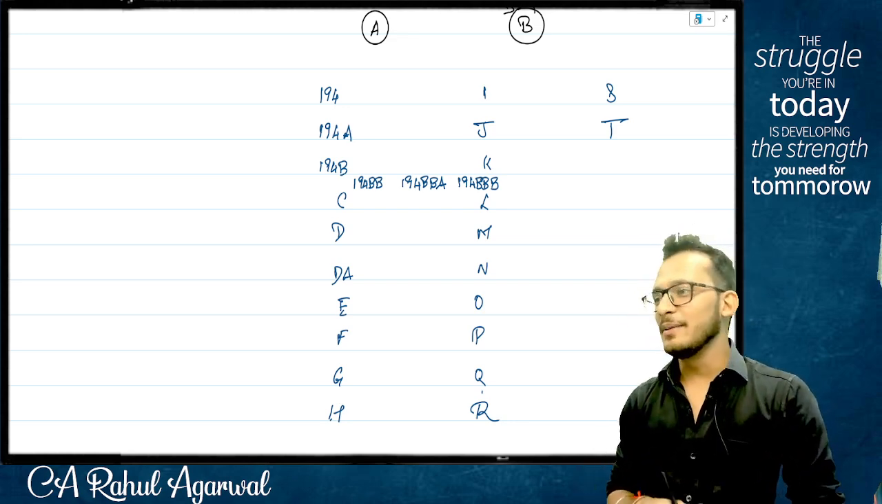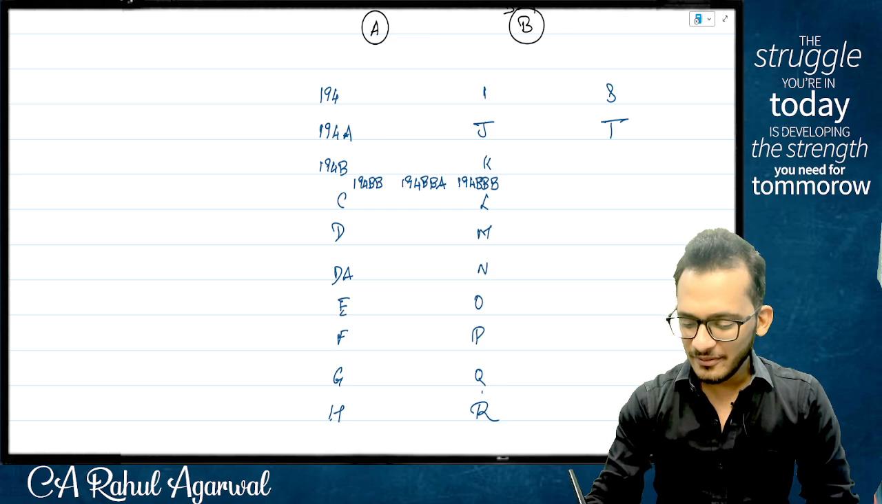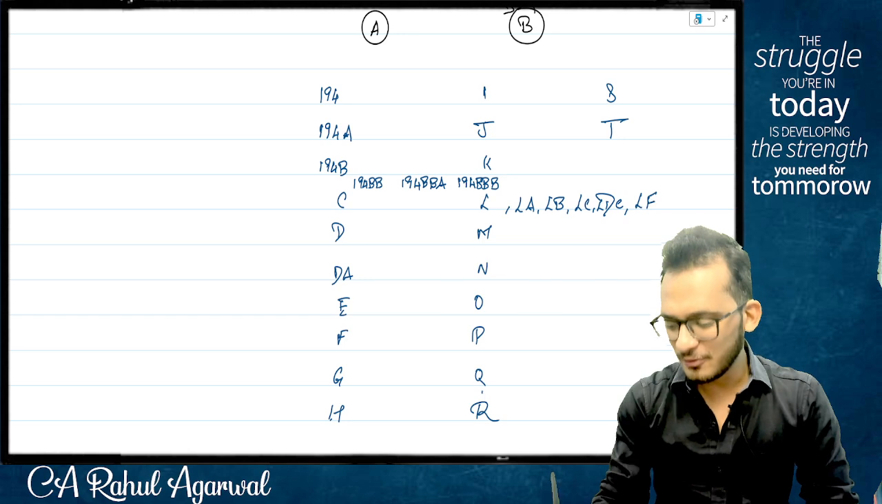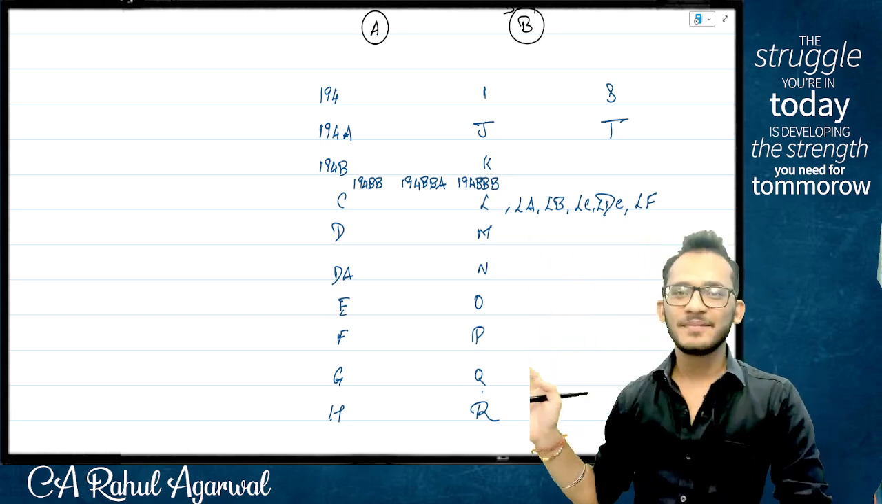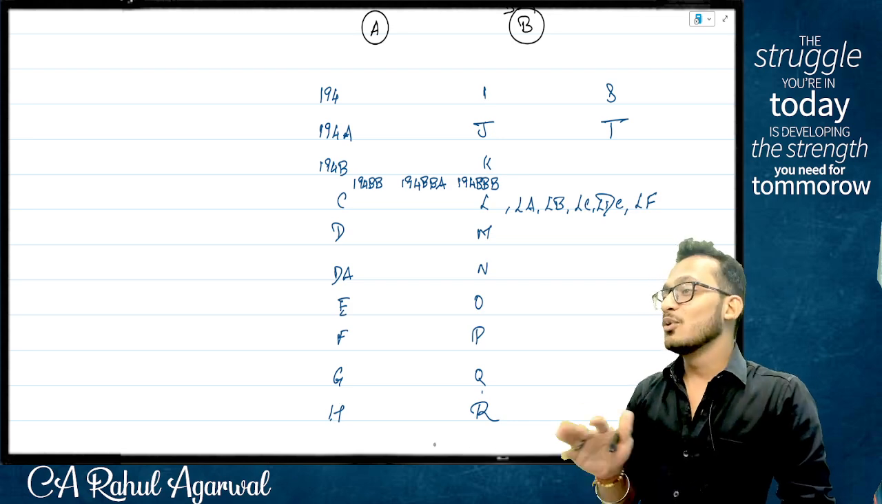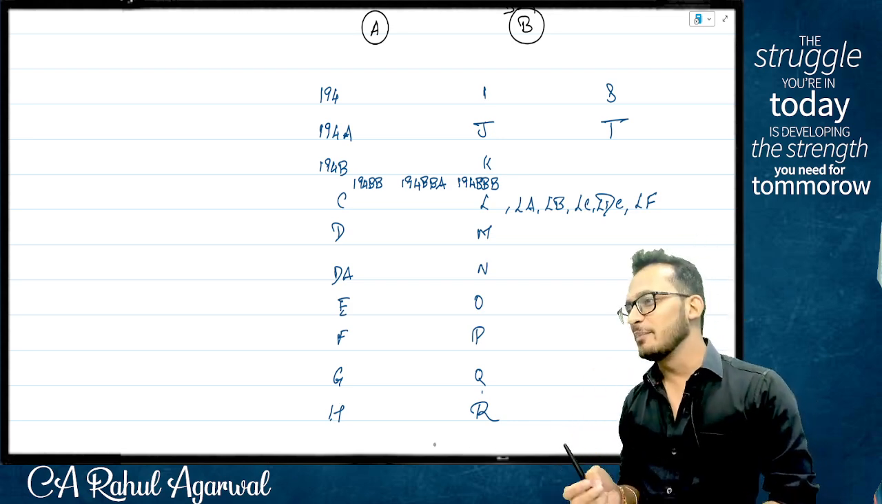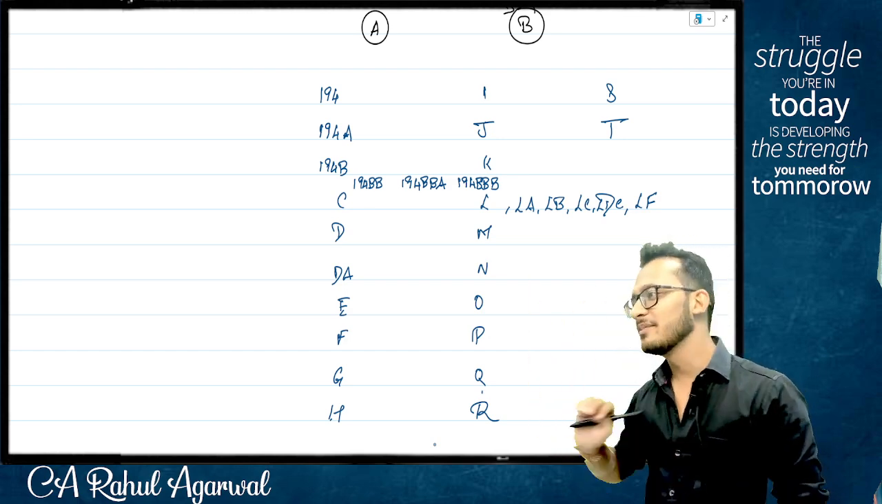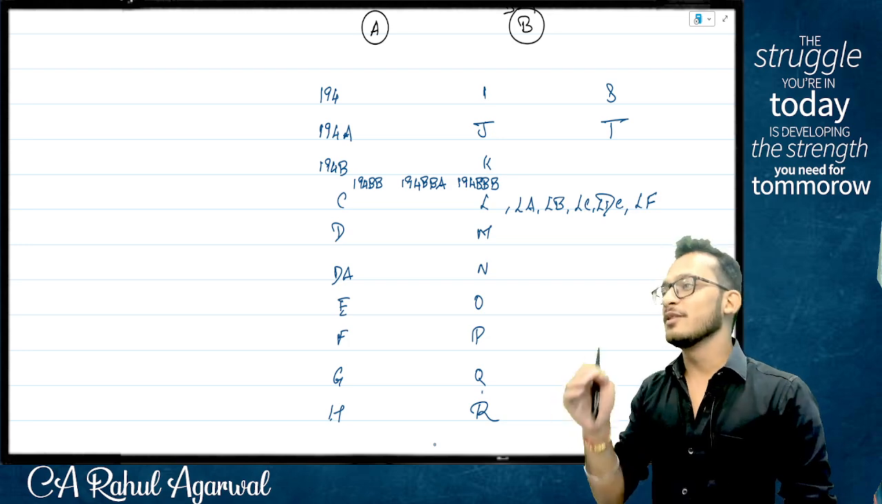Yeah, 194 BBB. When it comes to L, you have L, then LA, LB, LC, LDC, LF. It just goes on and on. Yes, this is how sections are created, people. When you want to create a new section where you don't have another space, you add alphabets to it. And this is what you'll see in every chapter, people.